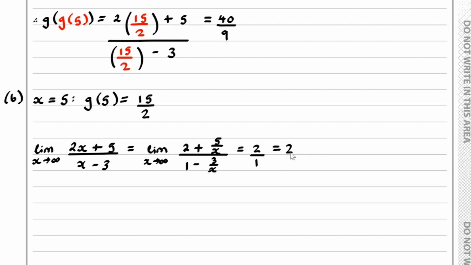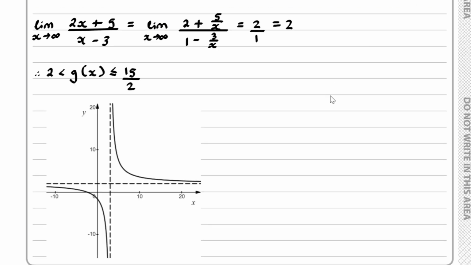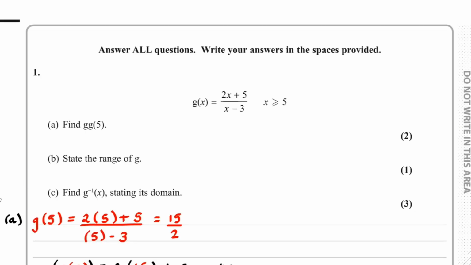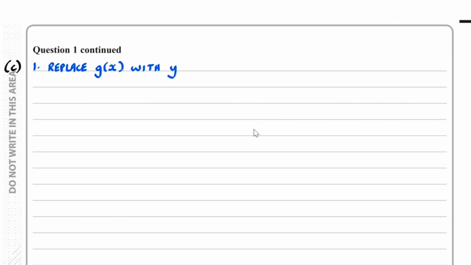So this is where the horizontal asymptote is. And therefore, for our solution, we've got 2, which is less than g of x, which is less than or equal to 15 over 2. And here we have a visual representation of the curve g of x. Then for part C, we have to find the inverse of g, stating its domain.